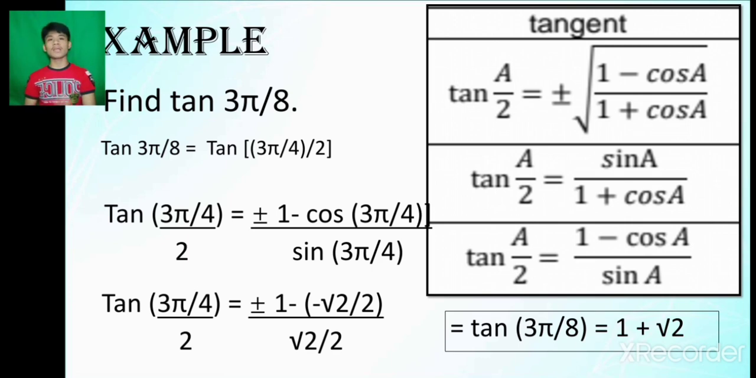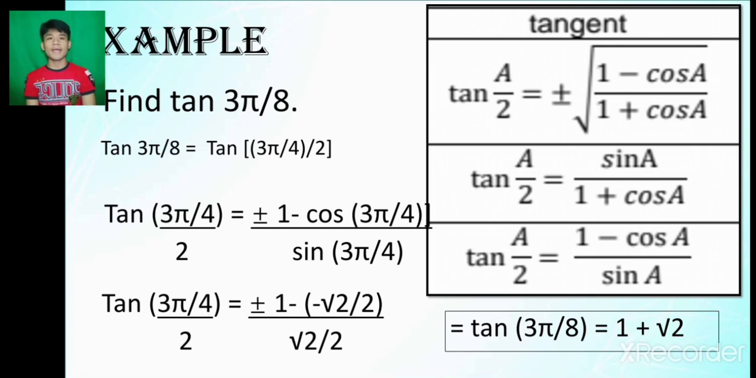We have tangent A over 2 is equal to positive or negative square root of (1 minus cosine A) over (1 plus cosine A). Next, tan A over 2 is equal to sine A over (1 plus cosine A). Then the last formula, tangent A over 2 is equal to (1 minus cosine A) over sine A. As we all know, tan 3 pi over 8 is equal to tan of (3 pi over 4) over 2.